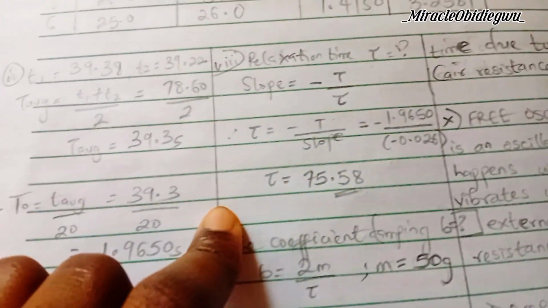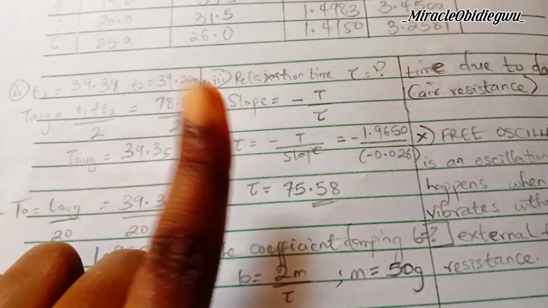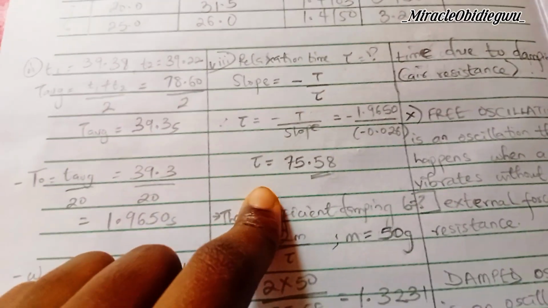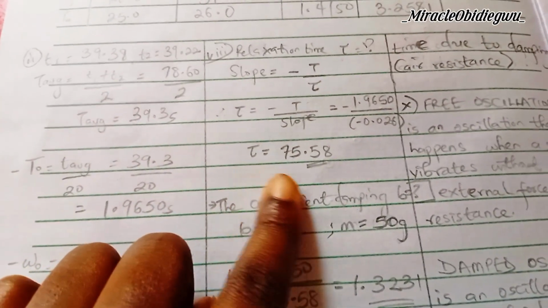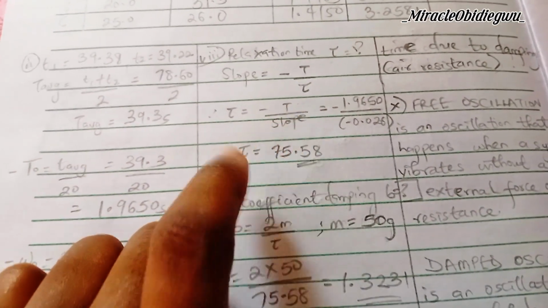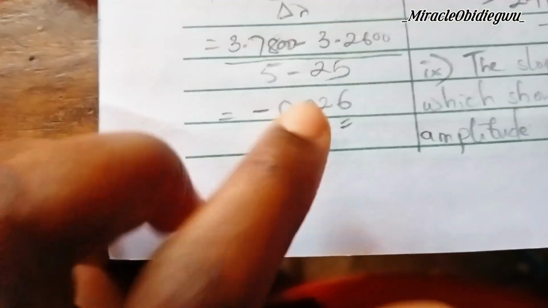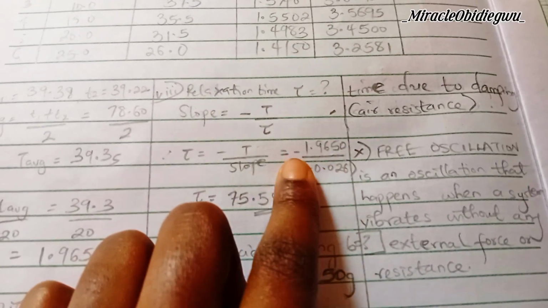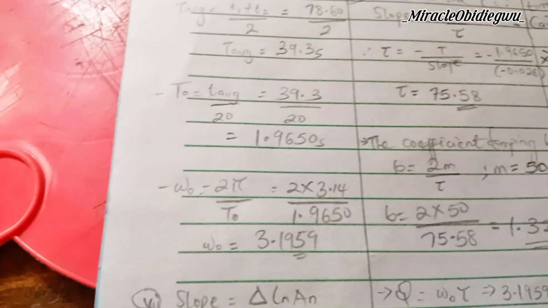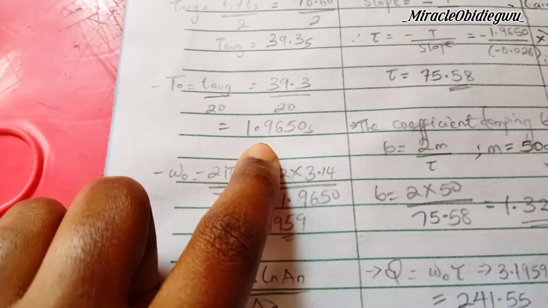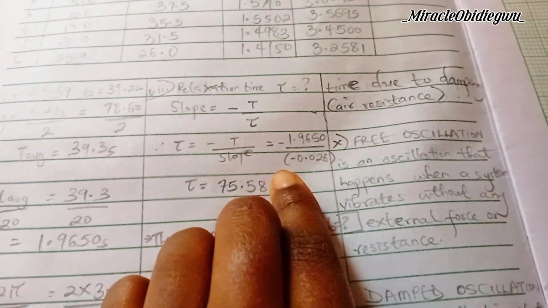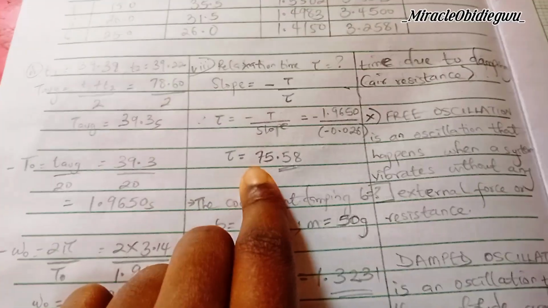When you want to get your relaxation time, slope is equal to negative period over relaxation time. So if you make relaxation time the subject of the formula, it is negative period over slope. Remember what you got as your slope; this is what you're going to put here. Your negative is still there, and your period is what you got here, your T. When you put it over your slope, the negative will cancel the negative, and you get this as your relaxation time.